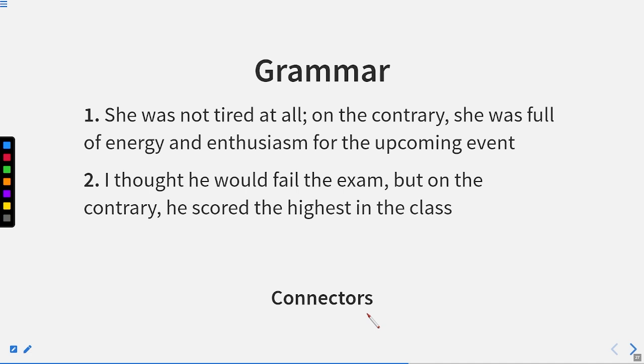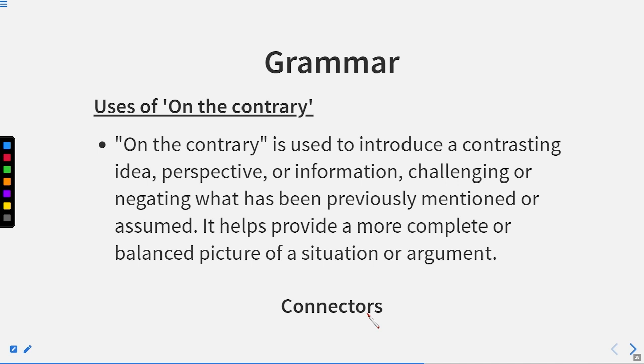For example, she was not tired at all. On the contrary, she was full of energy and enthusiasm for the upcoming event. I thought he would fail the exam, but on the contrary, he scored highest in the class. So, "on the contrary" means I was not right; what happened was just opposite to the expectation. Now let us move to the next one.